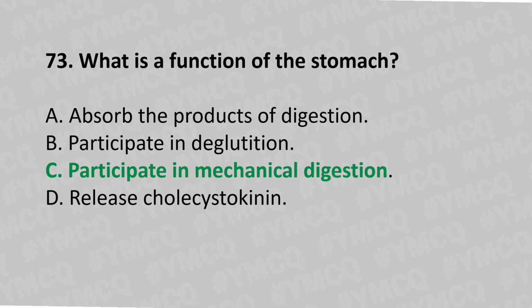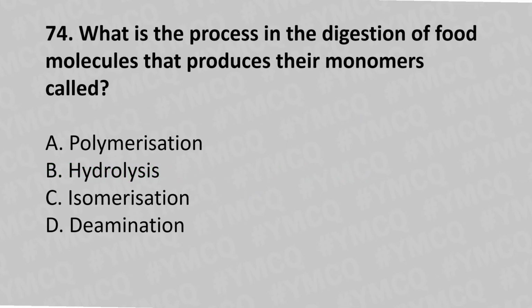Now let's move to question number 74. What is the process in the digestion of food molecules that produces their monomers called? Option A, polymerization. Option B, hydrolysis. Option C, isomerization. Option D, deamination. And the answer is option B, hydrolysis.